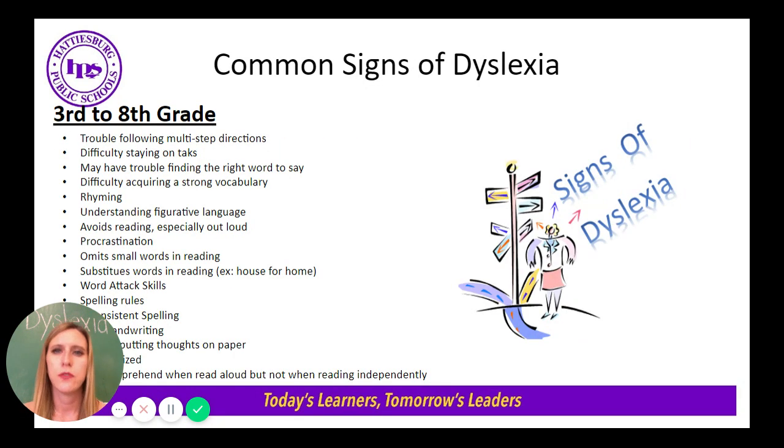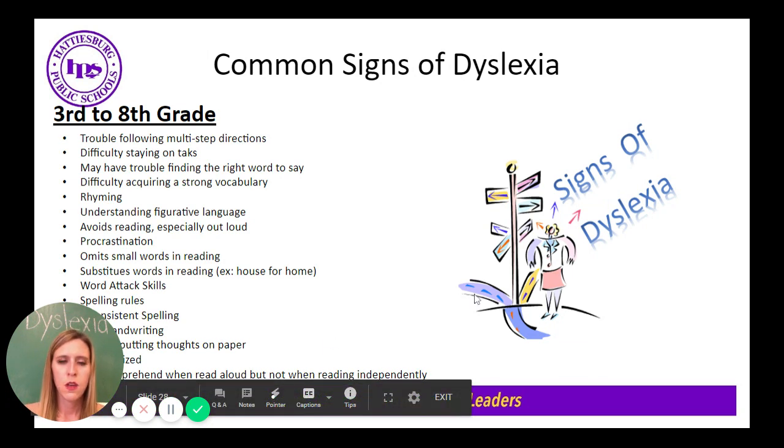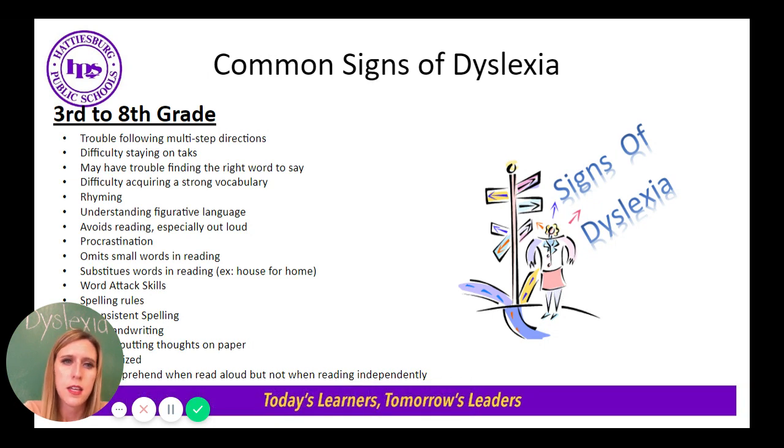Now, common signs for some 3rd to 8th graders. Trouble following multi-step directions. Difficulty staying on task, may have trouble finding the right word to say. That tip of the tongue moment happens very often. Difficulty acquiring a strong vocabulary, rhyming, understanding figurative language. Even after being taught or hearing it, they still don't understand.